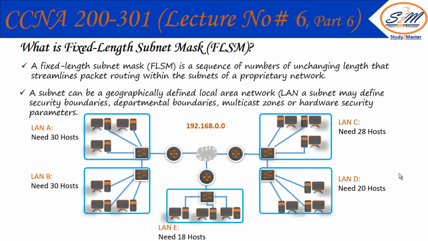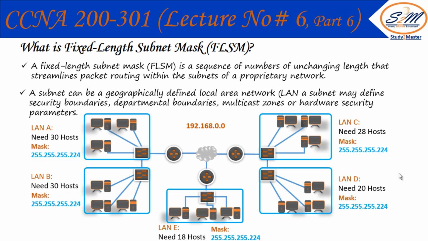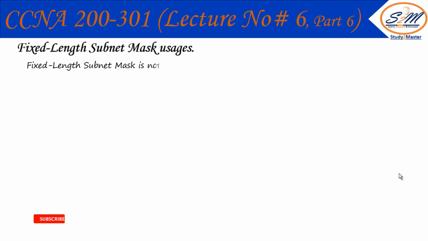These 5 LANs have the same, equal subnet mask. So one subnet mask is convenient for all 5 VLANs or local area networks or departments. You can call it department, geographical area network, departmental boundaries, security boundaries, multicast zones or hardware security parameters. So we can use one subnet mask over all 5 departments: 255.255.255.224. So this subnet mask is what we mean by fixed-length subnet mask usage.